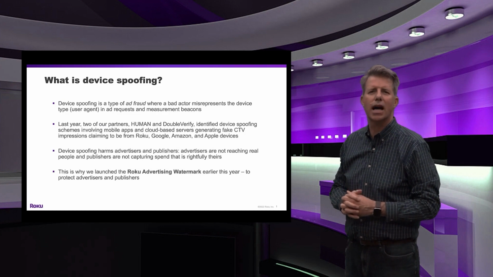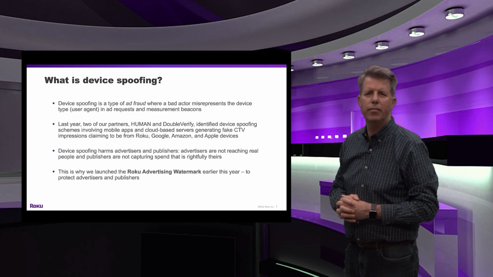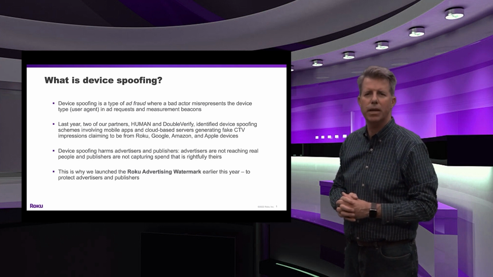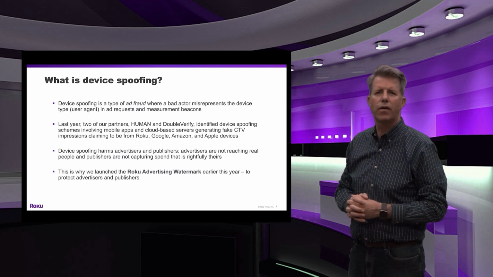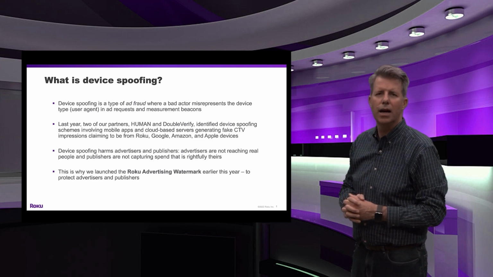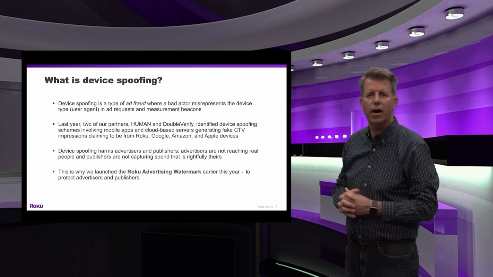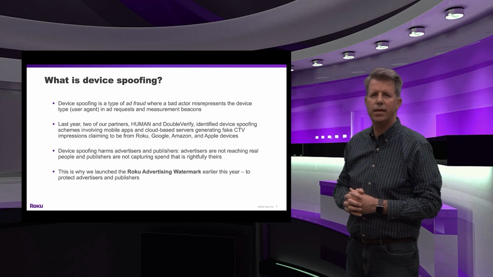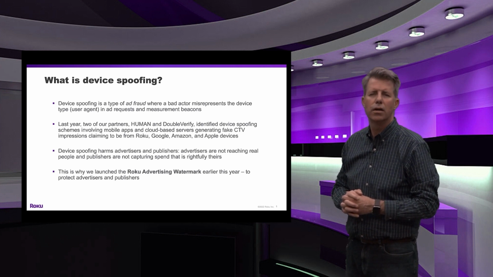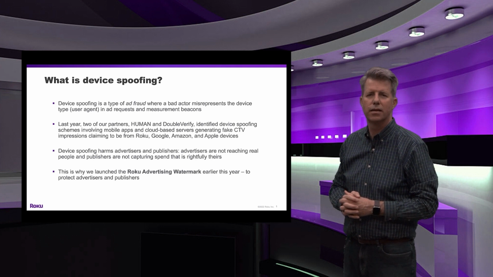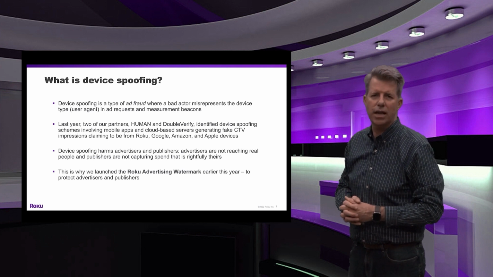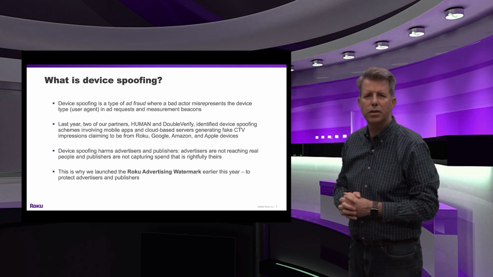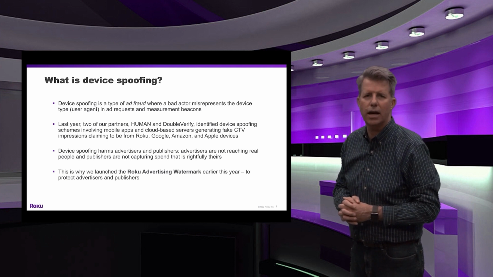Device spoofing is a type of ad fraud where a bad actor misrepresents the device type or user agent in ad requests and measurement beacons. Last year, two of our partners, Human and DoubleVerify, identified device spoofing schemes involving mobile apps and cloud-based servers generating fake CTV impressions claiming to be from Roku, Google, Amazon, and Apple devices. Device spoofing harms advertisers and publishers. Advertisers are not reaching real people, and publishers are not capturing spend that is rightfully theirs.